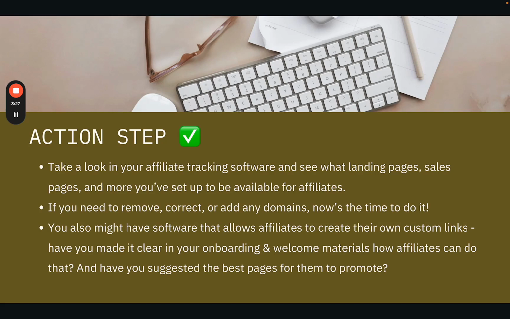You might also have software that allows affiliates to create their own custom links. Have you made it clear in your onboarding and welcome materials how they can do that? Maybe you could film a quick video or make a step-by-step tutorial with GIFs or screenshots, just to make it really clear that they can set up an affiliate link for any page of your website. Also make sure that you suggest the best pages for them to share.